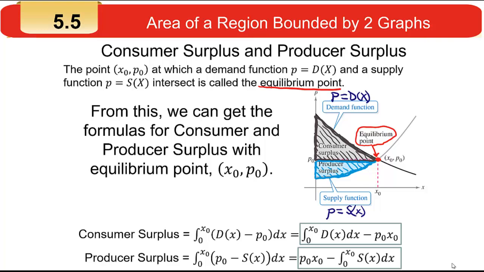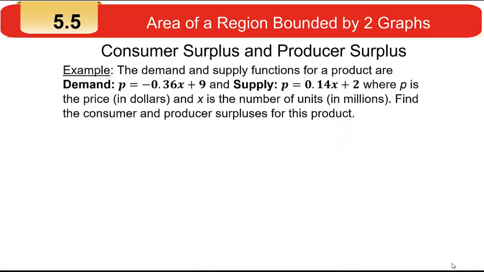So all the development of it is nice enough, and if you've taken economics, it may look familiar, but we want to take those two formulas and learn how to use them. So let's take an example. Suppose the demand and supply functions for a product are given by demand is P equal negative 0.36x plus 9, and supply function is P equal 0.14x plus 2. P is the price in dollars, and X is the number of units in millions.